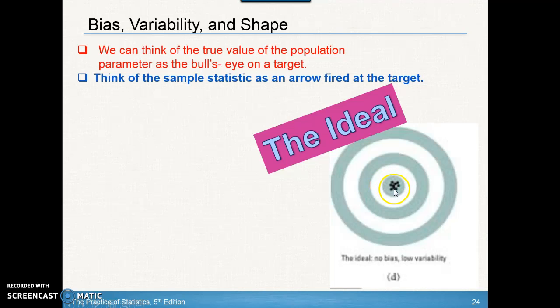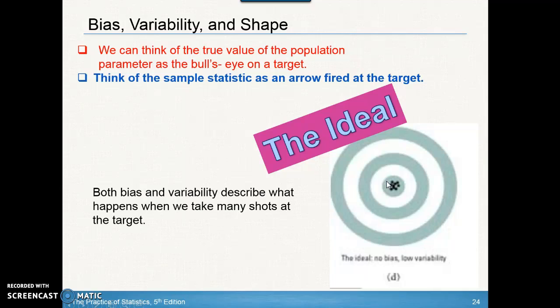We got a whole bunch of samples, and there's very low bias. There's basically no bias because we've hit the population mean or proportion. There's low variability. My samples aren't all over the place. They're all clustered in about the same spot. That's our goal. That's what we want it to be. So both bias and variability describe what happens when we take many shots at the target. Shooting your arrow, are you going to hit the target or are you going to be off?